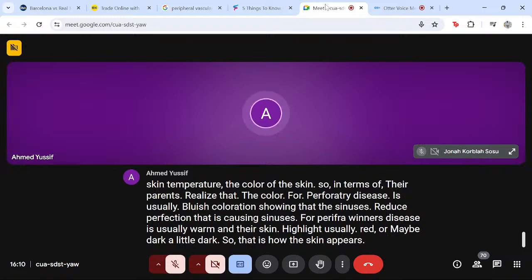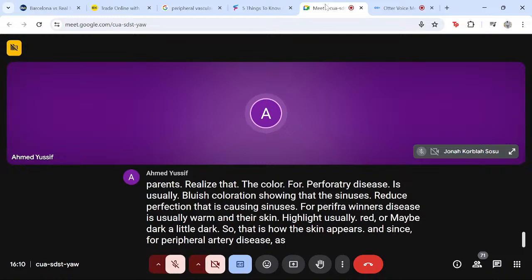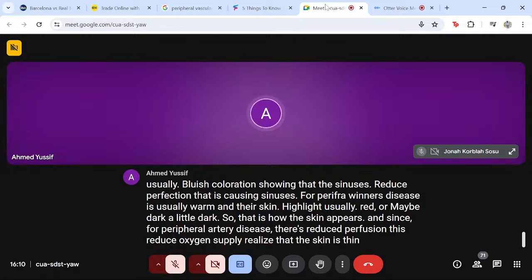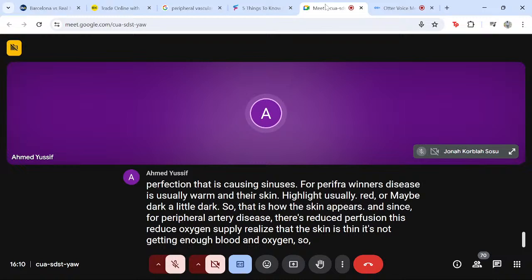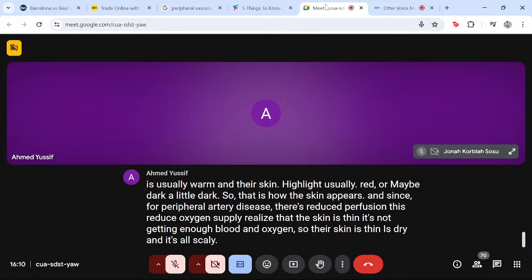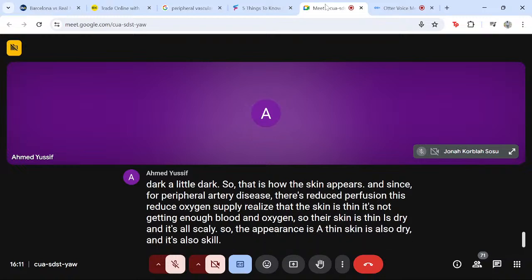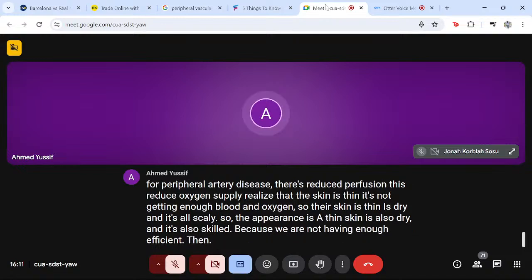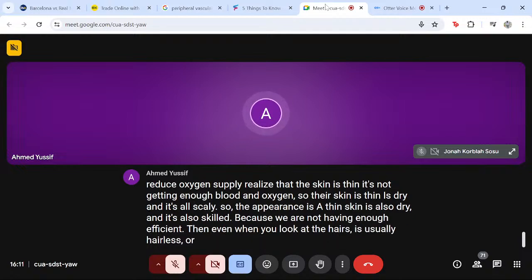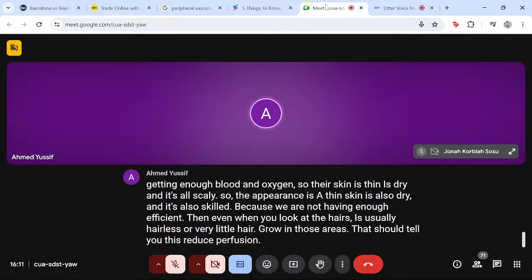And since for peripheral artery disease, there's reduced perfusion, there's reduced oxygen supply, you realize that the skin is thin. So it's not getting enough blood and oxygen. So the skin is thin, is dry, and it's also scaly, because you are not having enough perfusion. Then even when you look at the hairs, it's usually hairless or very little hair grows in those areas. That should tell you there's reduced perfusion and oxygen and nutrient supply are also reduced.